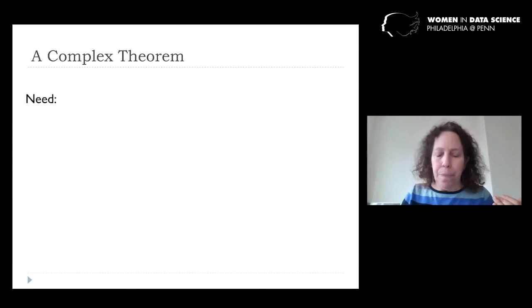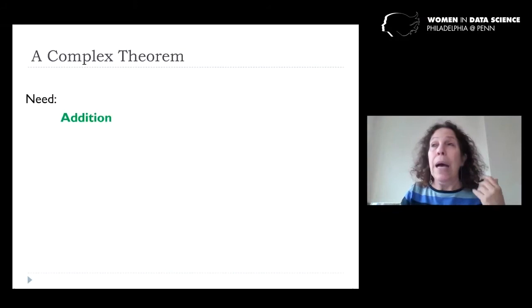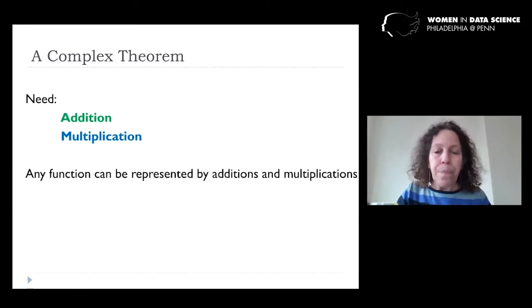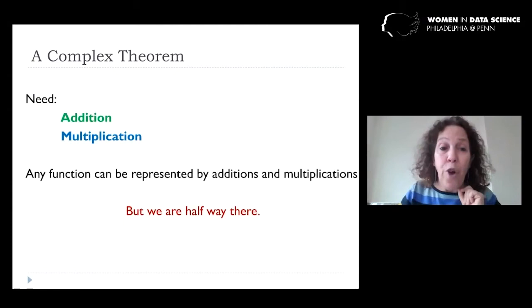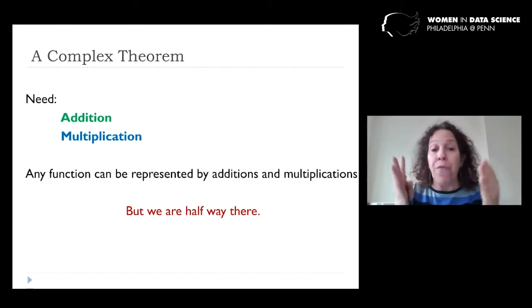So, what do we need in order to do this? What are functions that are needed in order to compute any function? You need addition and you need multiplication. With these two operations, you can compute any function. It gives you whatever you need. So we're halfway there, right? I already showed you that we can add. Now I only need to show you that we can also multiply. And then once we have these two things, in fact, we can compute any function.